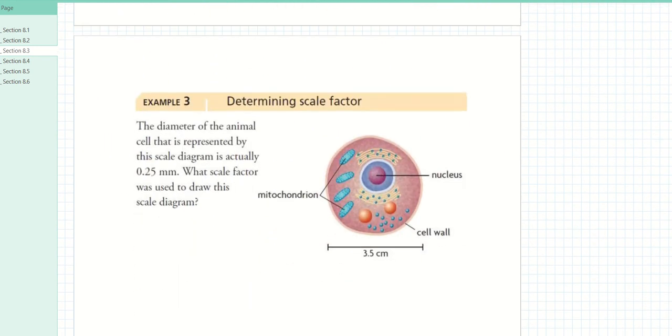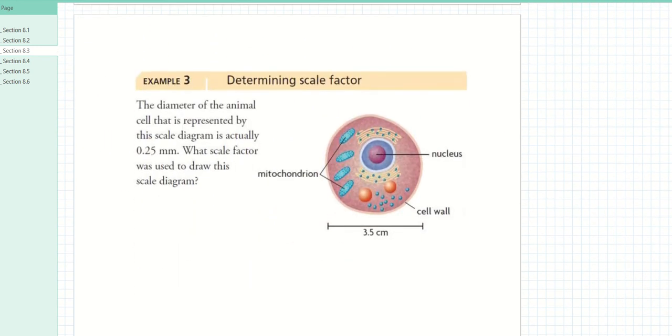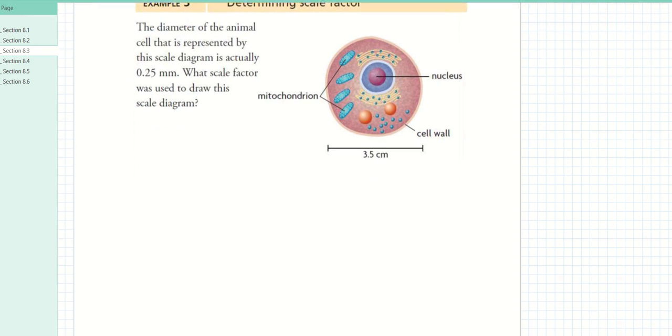On the next page, we have to find the scale factor. So in this case, we have a diameter of the animal cell that's shown on the right here, represented by the scale diagram is 0.25 millimeters. What scale factor was used to draw this scale diagram? So we have some animal cell here. We have the diameter of 3.5 centimeters. So that's the diagram. It says the actual length is 0.25 millimeters, so 1/4 of a millimeter. So that's the actual dimension of the actual cell.